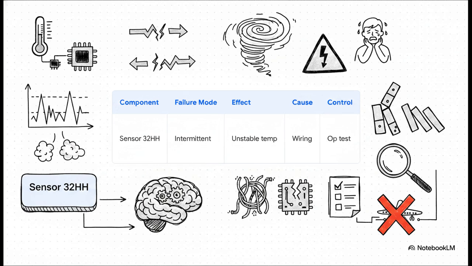The effect is totally unstable cabin temperature control and potentially false overheat warnings, which can trigger a massive cascade of automated shutdowns. The cause could be contamination or internal wiring degradation. Controls involve operational tests and resistance checks. The crucial takeaway here is that while a dirty fan makes things kind of warm, a faulty sensor literally lies to the computer, which can cripple the entire system.